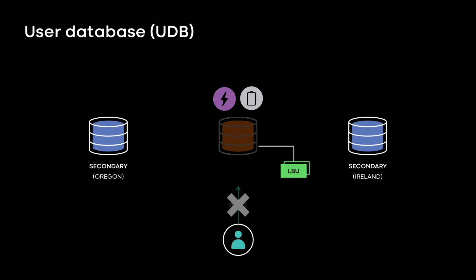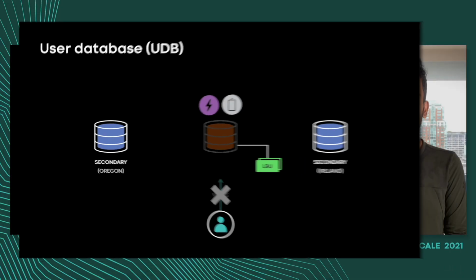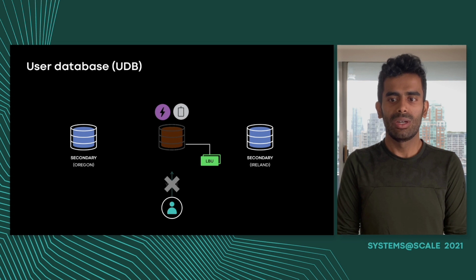Recovery is automatic from log backup units, or LBUs. LBUs store a backup of all transaction logs on the primary. Every primary synchronously logs all transactions to at least one of its LBUs whenever they receive write requests.